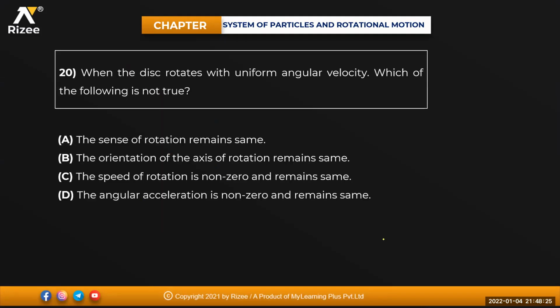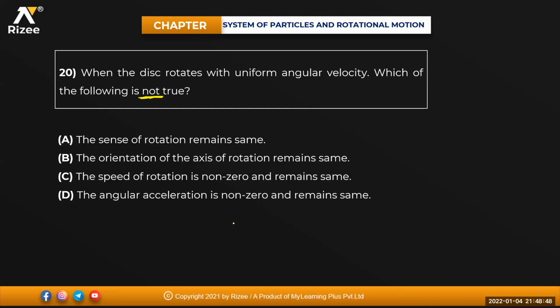Next one. When the disk rotates with a uniform angular velocity, which of the following is not true is asking. Which of the following is not true? The sense of rotation remains the same. The orientation of the axis of rotation remains same. The speed of rotation is non-zero and remains the same. The angular acceleration is non-zero and remains the same. When the disk rotates with uniform angular velocity.